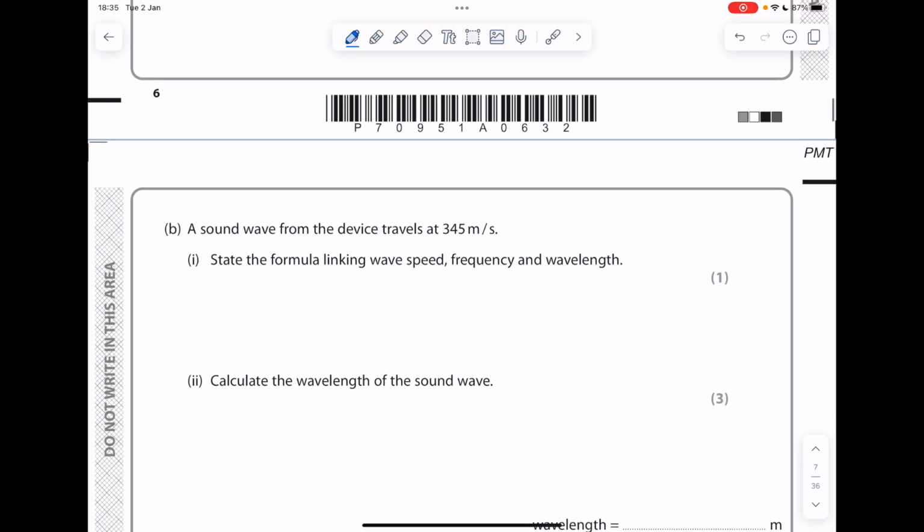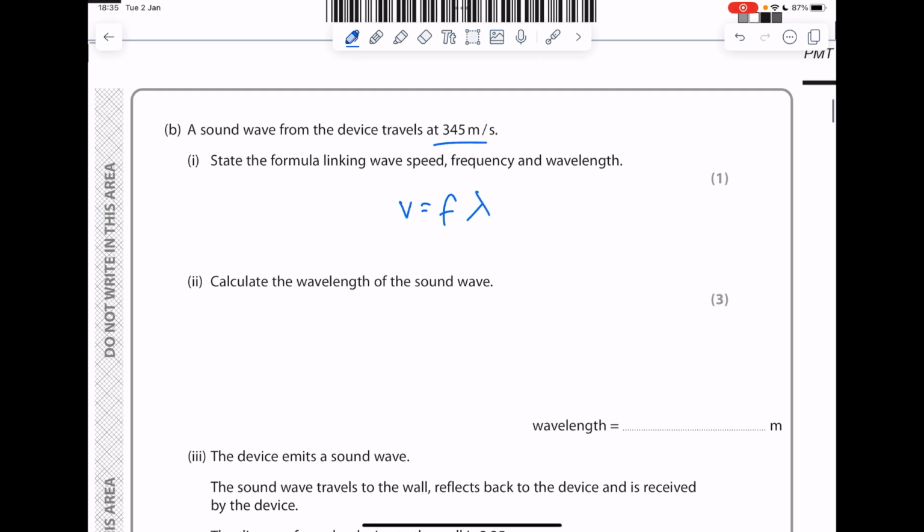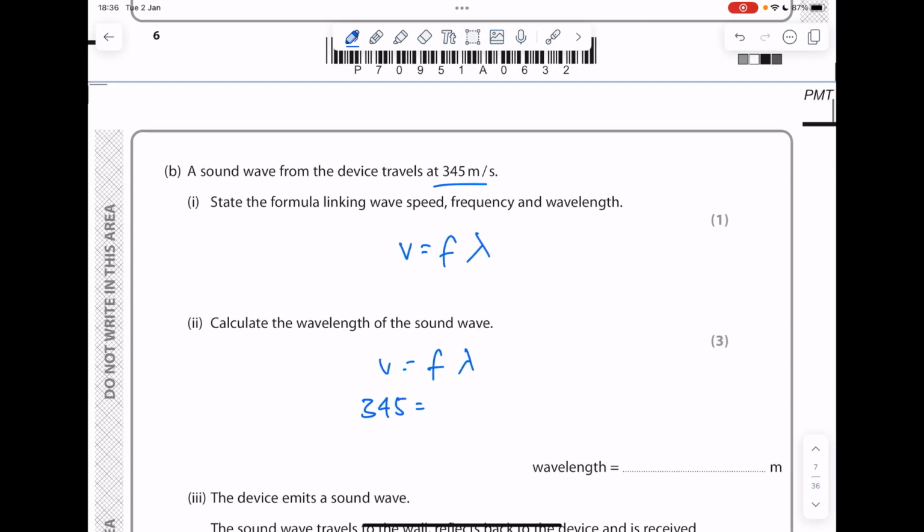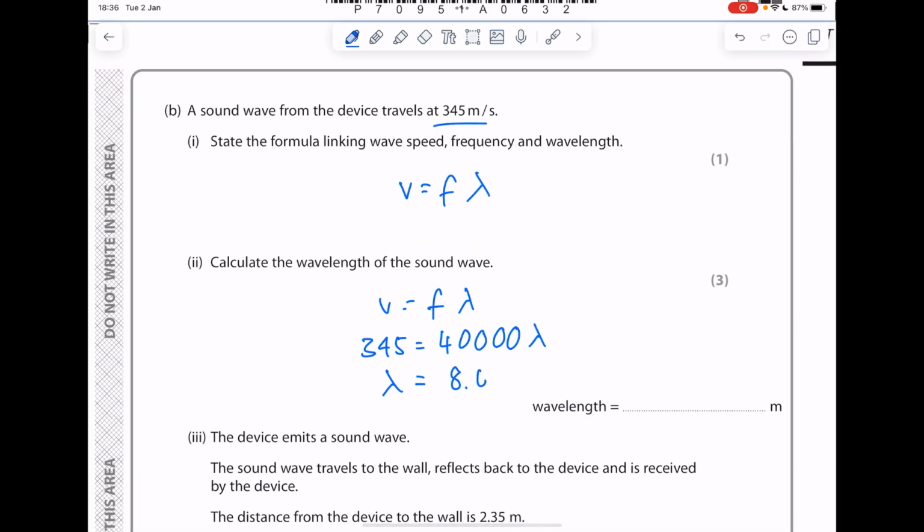A sound wave from the device travels at this speed. State the formula linking wave speed, frequency, and wavelength. It's up to you if you write it out in words or like this. Calculate the wavelength. Don't worry about rearranging. You can just substitute it in like this. So the wave speed is 345. We know the frequency. Get that into hertz. So it's 40,000 times the wavelength. To find the wavelength, divide both sides by 40,000 to get 8.6 times 10 to the minus 3 meters.